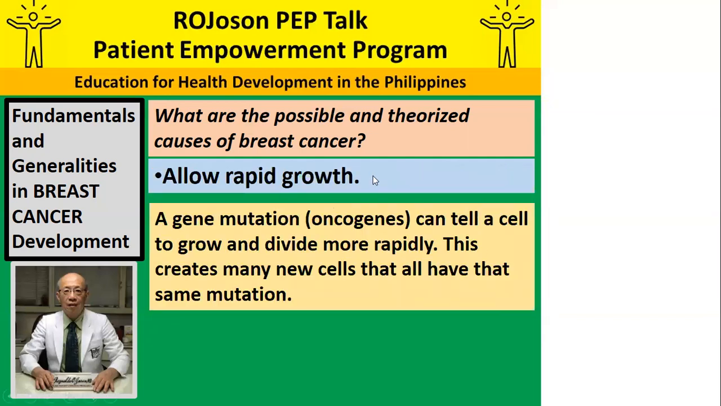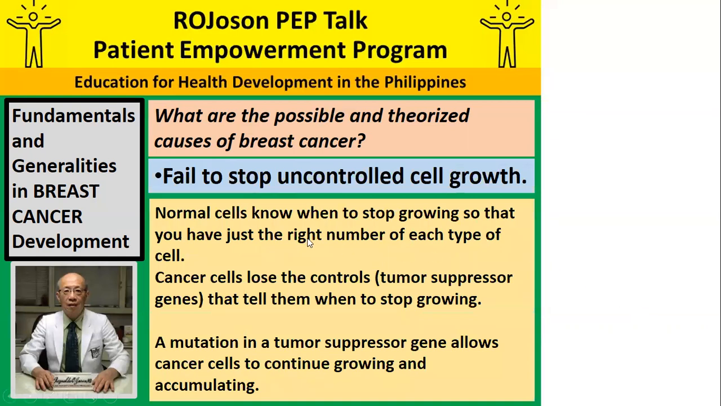Allow rapid growth. A gene mutation can tell a cell to grow and divide more rapidly. This creates many new cells that all have the same mutation. Fail to stop uncontrolled cell growth. Normal cells know when to stop growing so that we just have the right number of each type of cells. Cancer cells lose the controls that tell them when to stop growing. A mutation in the tumor suppressor gene allows the cancer cells to continue growing and accumulating.